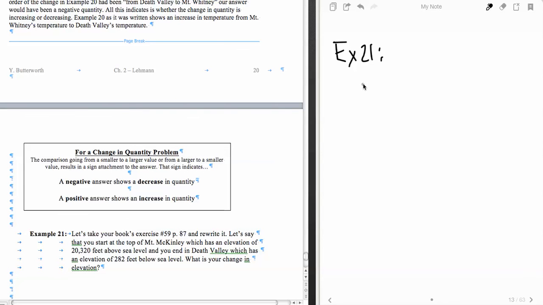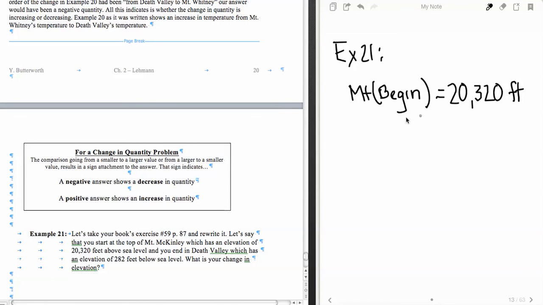So let's say that you start at the top of Mount McKinley. Our beginning is the mountain this time, so I'm going to do it the other way so that you see here's the beginning. This is the from. And it has an elevation of 20,320 feet above sea level.